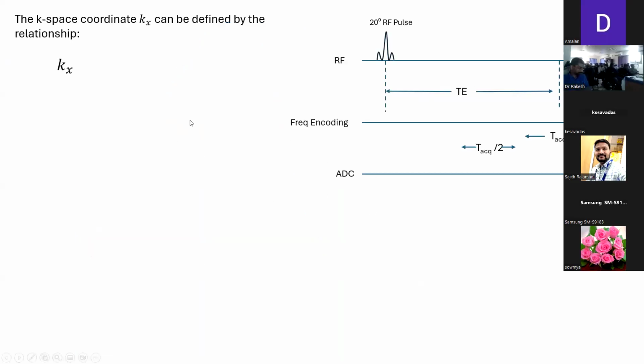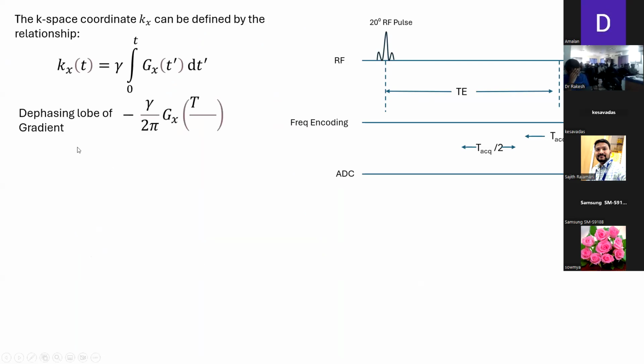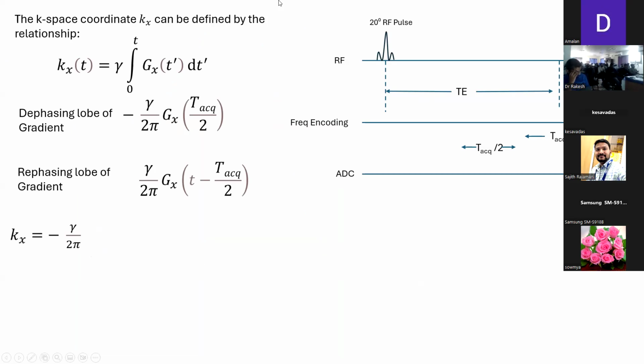So whenever the gradient is applied, the precession frequency changes, and the frequency variation translates into different kx values. Simply, we can say that kx is a spatial frequency. So how do we calculate the kx value over time? We can use this equation for that.